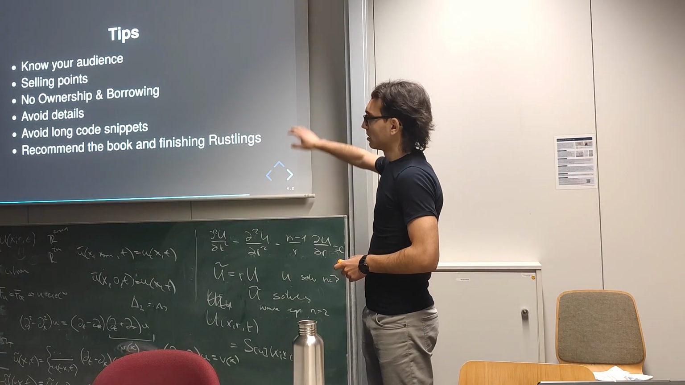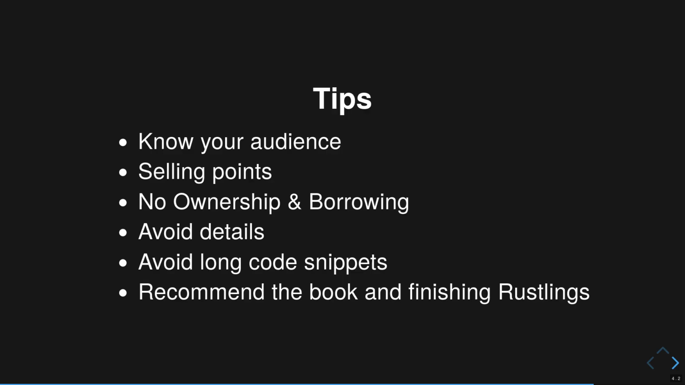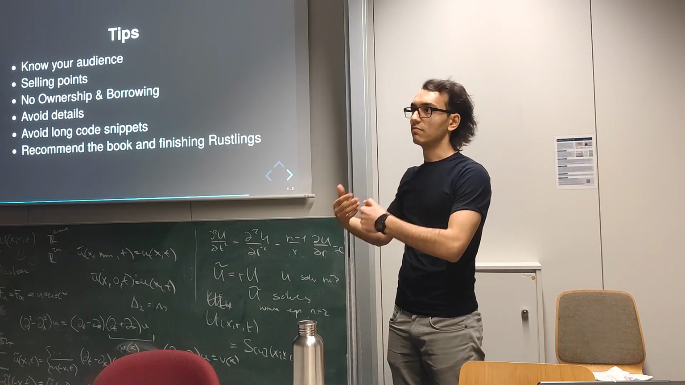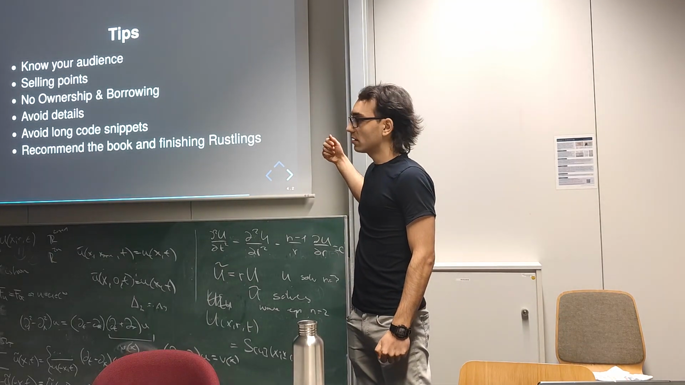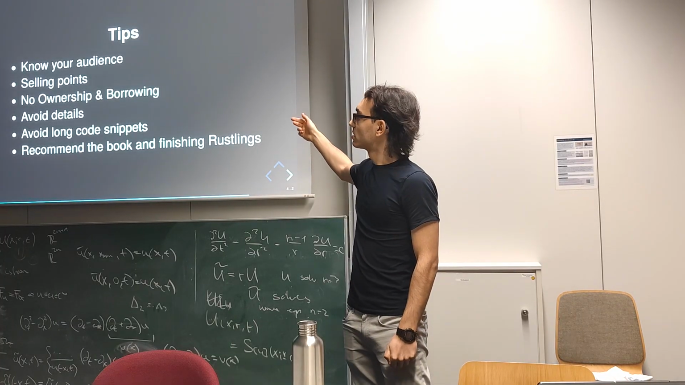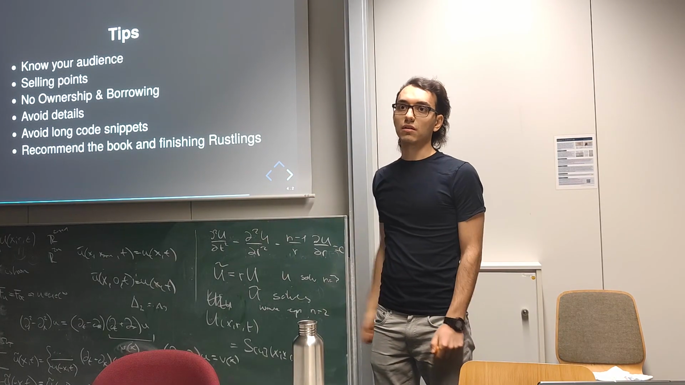It's about tips. Of course, know your audience again. As I said, if your audience is from physics, they are interested in high performance, then talk about concurrency. Show Rayon, for example. You will not be able to explain everything about how Rust prevents data races and so on. Don't make it complicated, but show them an example of how Rust can make their life much easier. And also include the selling points at the beginning of your talk.